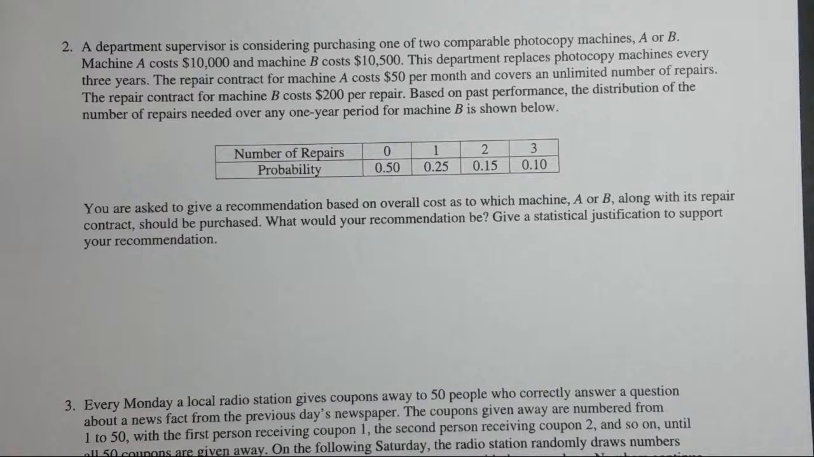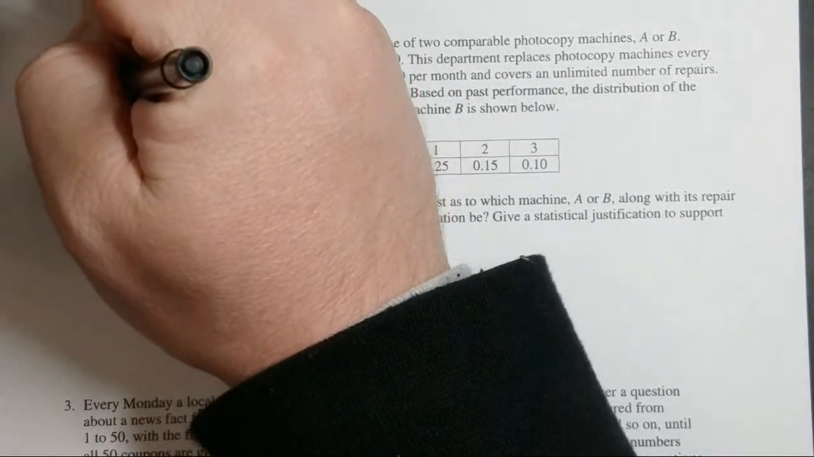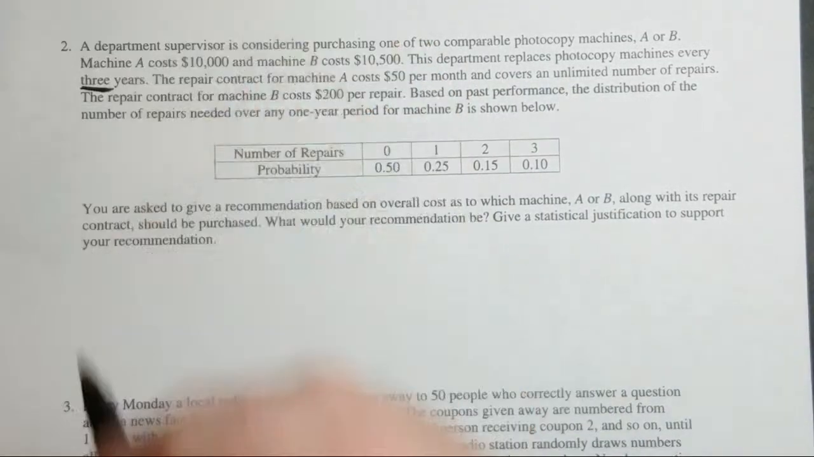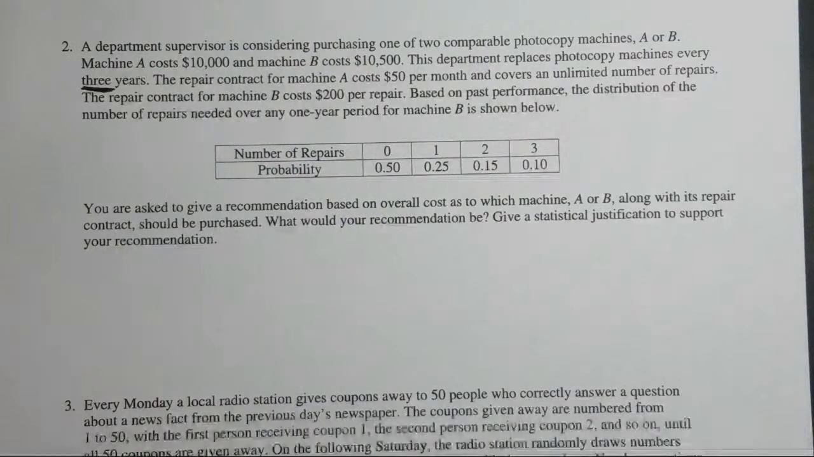A department supervisor is considering purchasing one of 2 comparable photocopy machines, A or B. Machine A costs $10,000. Machine B costs $10,500. This department replaces photocopy machines every 3 years. Might as well just underline that for now. The repair contract for machine A costs $50 per month and covers an unlimited number of repairs. I'll deal with that in a moment.